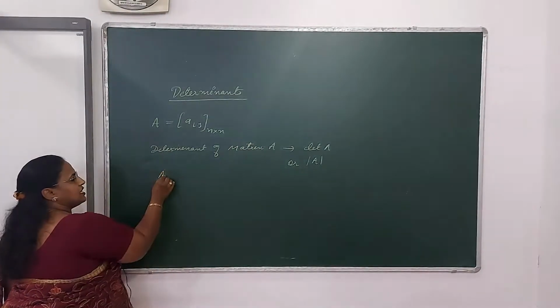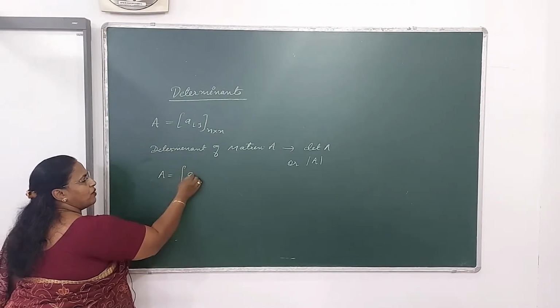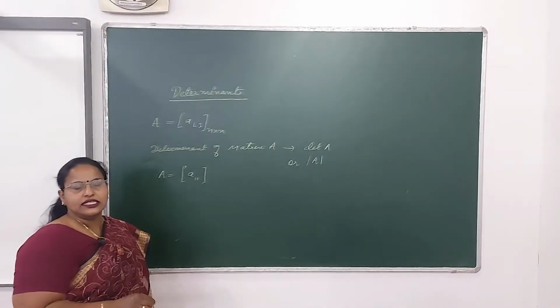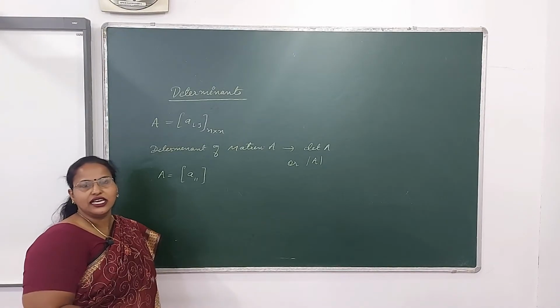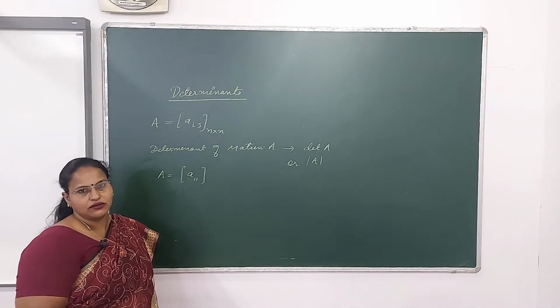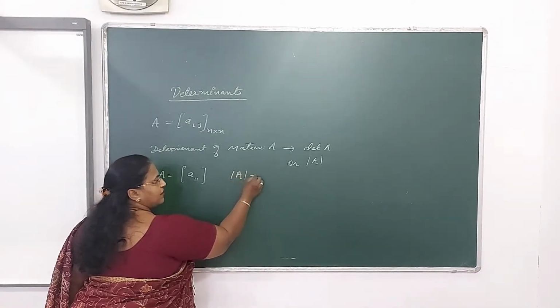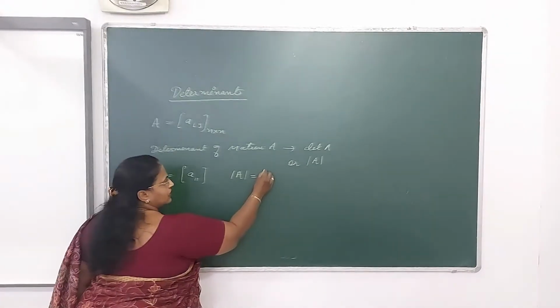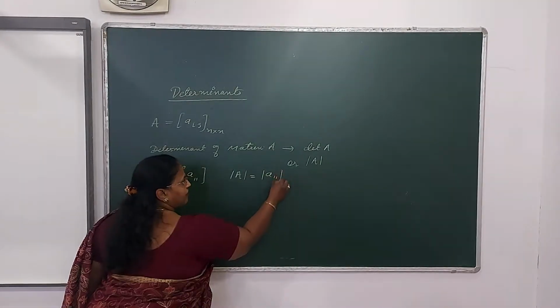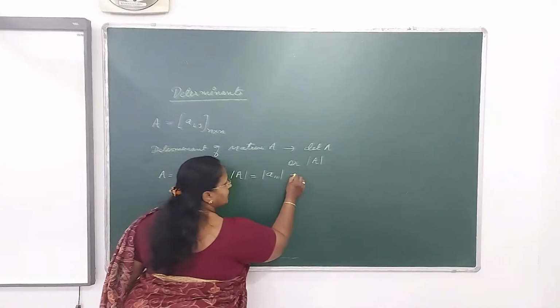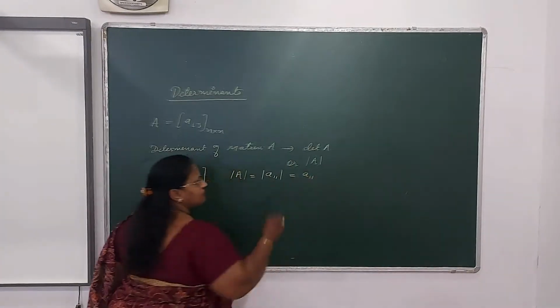If A is a square matrix of order 1, square matrix of order 1 means this matrix is having a single row, single column. Then the determinant of A will be equal to determinant of A11, and determinant of A11 is equal to A11 itself.